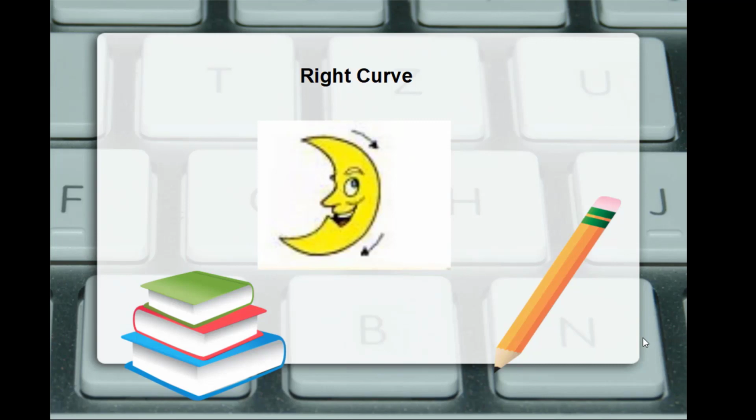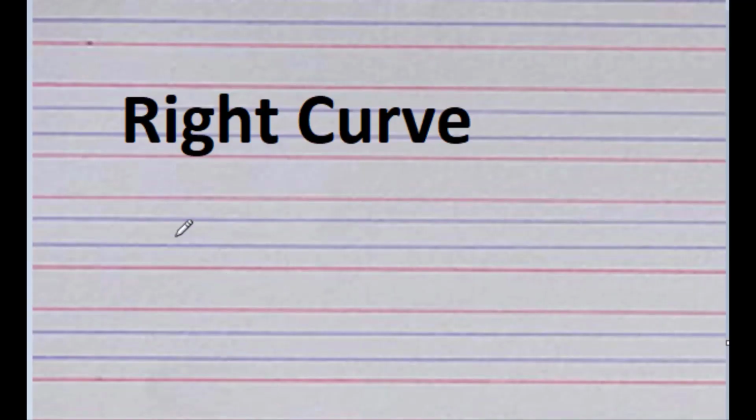Can you see a moon in this picture? Yes. Am I right? The shape of the moon, it's nothing but a right curve. Now we are going to learn how to write the right curve. Right curve. It's very simple.